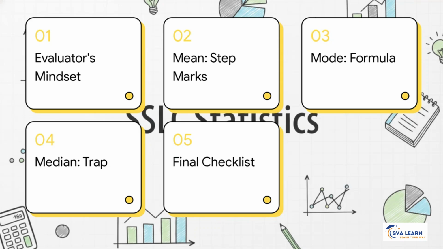So here's our roadmap for today's explainer. 1. Inside the evaluator's mind. 2. Mean, securing step marks. 3. Mode, the formula goldmine. 4. Median, the cumulative trap. And 5. The evaluator's final checklist.